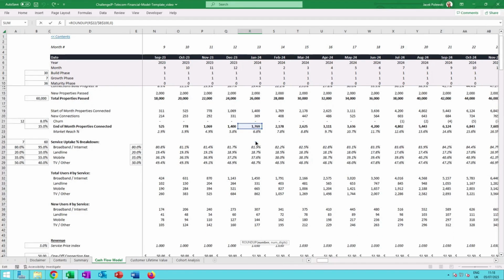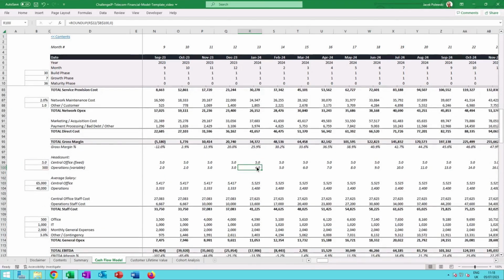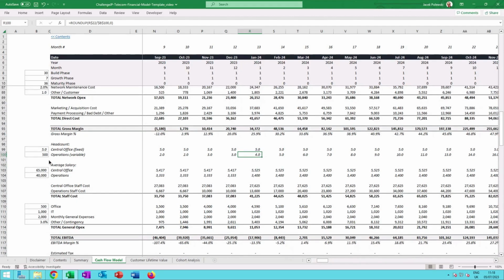As I'm increasing the number of customers, I'm also increasing the number of employees that I've assigned to operations. The way it works in this model is that the number 500 here is an assumption: for every 500 new customers that you have online, you need to hire another person. Obviously you can change that number, increase or decrease it, to adjust to whatever is appropriate for your business plan.